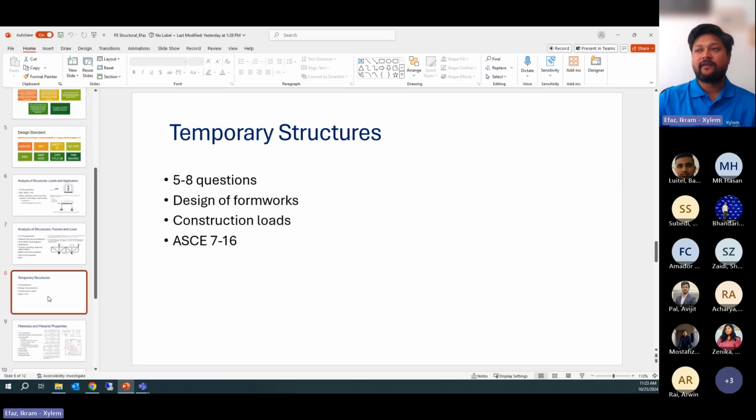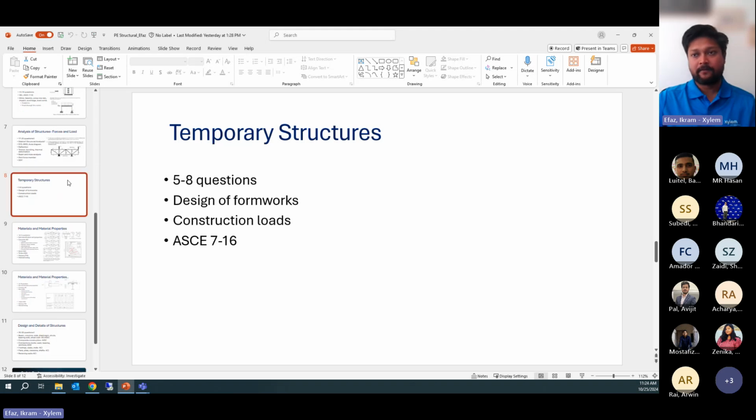Then there is the chapter on temporary structures. It has only 5 to 8 questions. Basically, you have to know the design of formwork and the construction load. You will find all of this in ACI 716. If you have a good idea about ACI 716, you can answer these temporary structure questions. Also, you have to know how to design the formwork or how to design temporary load during construction. You just have to solve some problems, and then you are good with this section. It is not very big or very important.